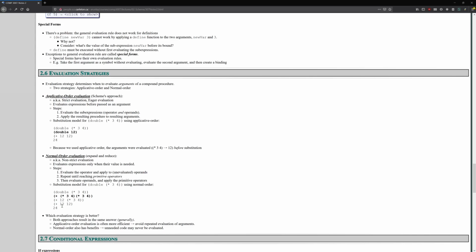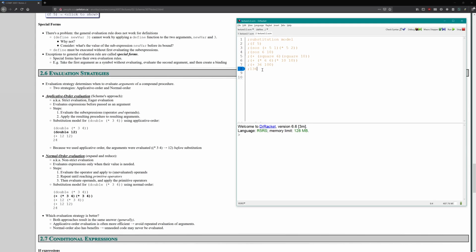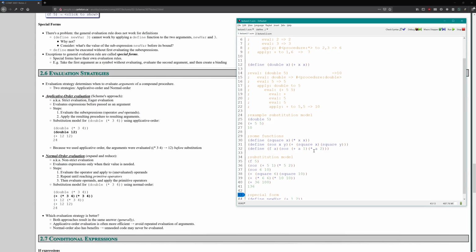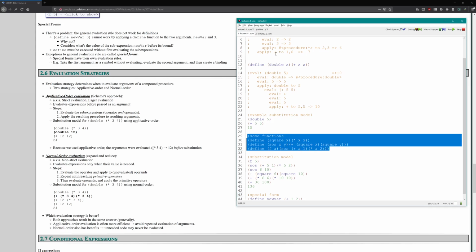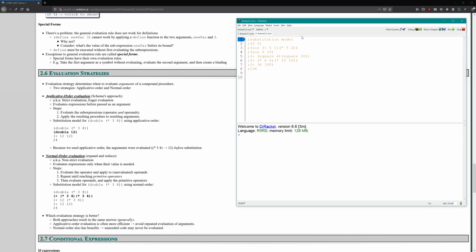Let's take a look at another example. We saw in a previous video the substitution model for f of 5. Let me grab the code for that as well so we can see it. Here are some functions from the previous video. Let's put these at the top of today's code as well. So, the substitution model for f of 5, where f of a is the sum of squares of plus 1 a and times 2 a, where sum of squares is the sum of the square of x and the square of y for two parameters x and y, and square is times x x.